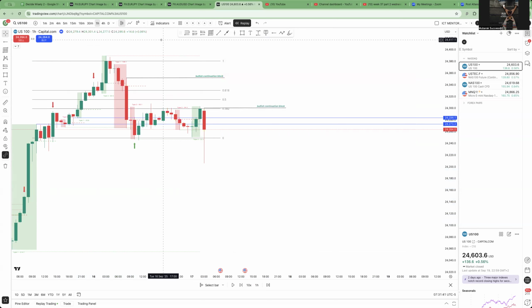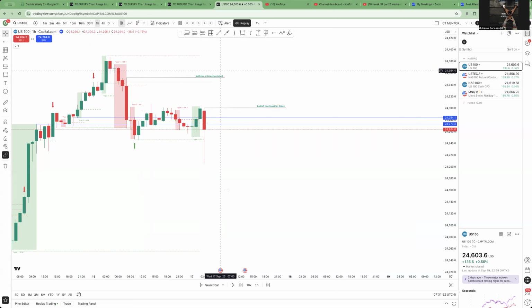But I'm not putting it to you that while that is true, if this price is truly bullish, we will get up here and we will not die. We'll continue. These continuation blocks will send price up.